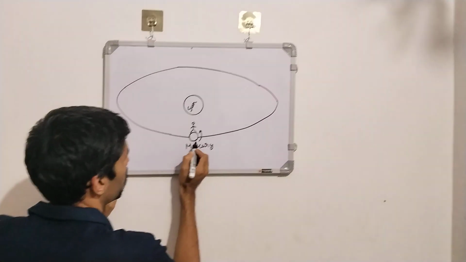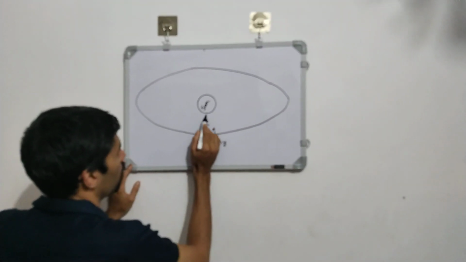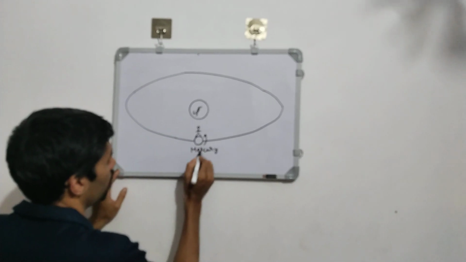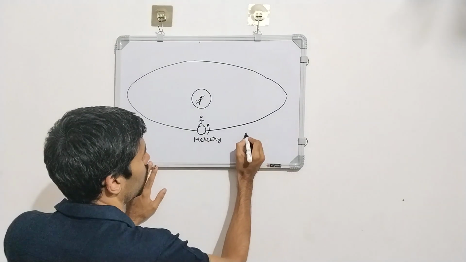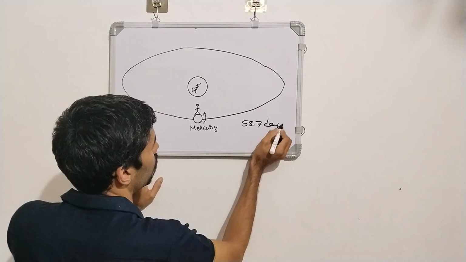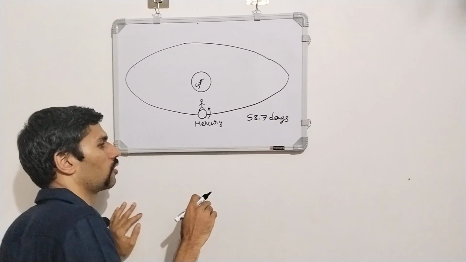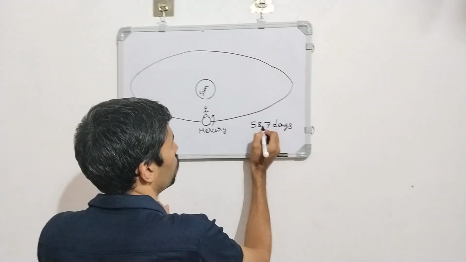See, here is the Mercury. A person is standing on this planet and the sun is directly overhead the Mercury at this moment. Now let us see some of the statistics of Mercury. Mercury takes 58.7 Earth days to complete one rotation on its axis with respect to some distant star. That is the sidereal day of Mercury.